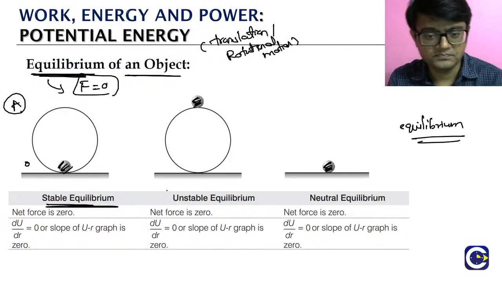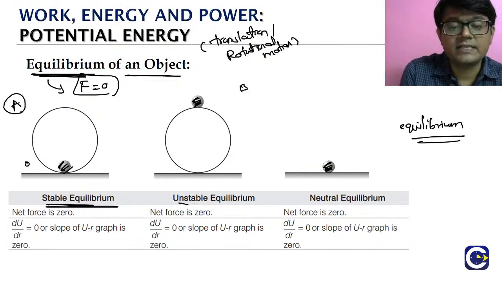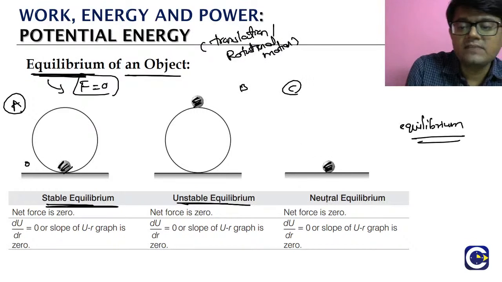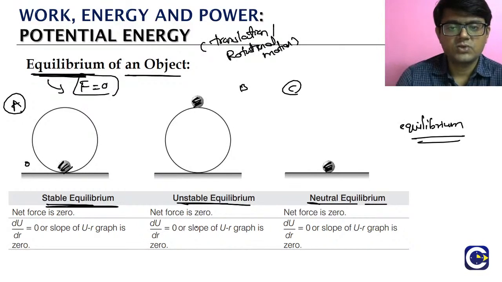Stable equilibrium. The second case, B, we will call unstable equilibrium. The third case, C, we will call neutral equilibrium. Let us try to understand how this classification comes.